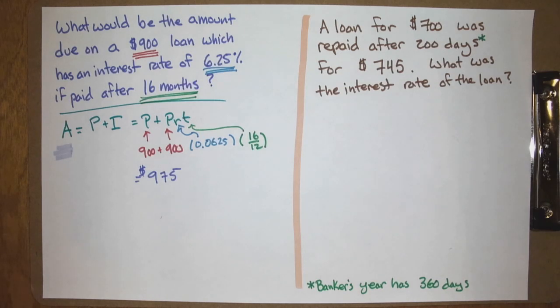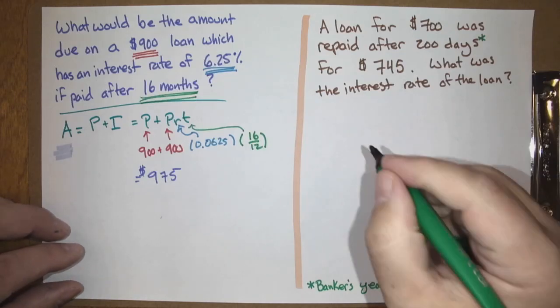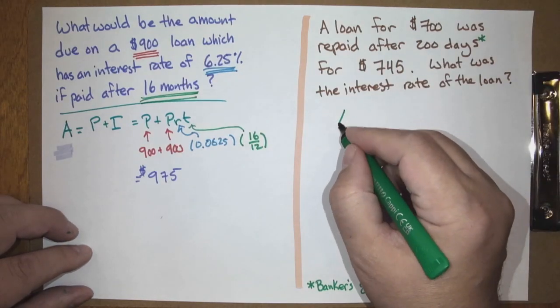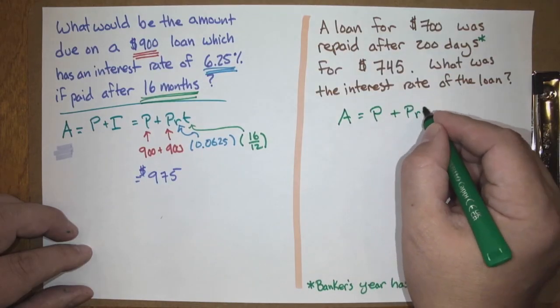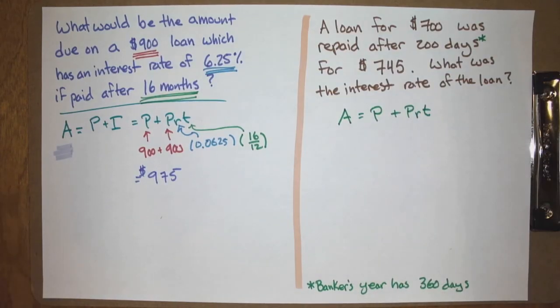All right, so a loan for $700 was repaid after 200 days for $745. What was the interest rate of the loan? All right, so we have our same basic formula, right? So I'll write it down again. A equals P plus PRT. What are we solving for?